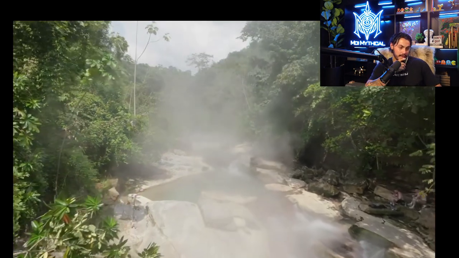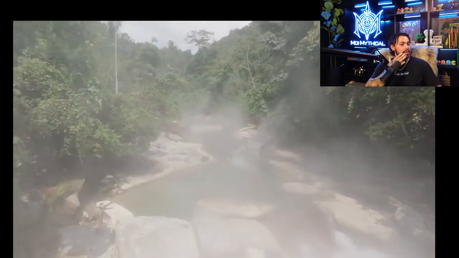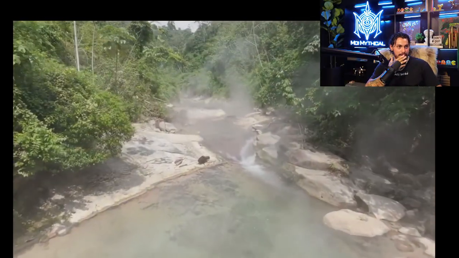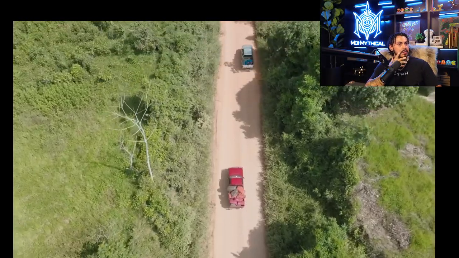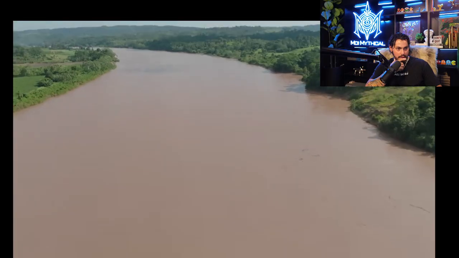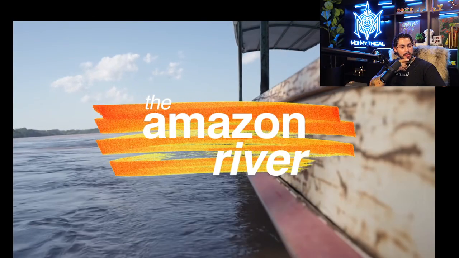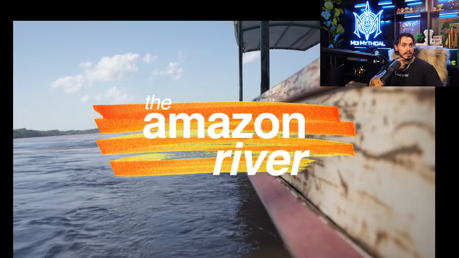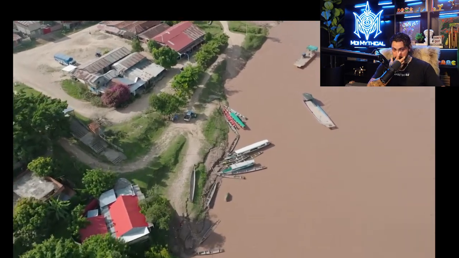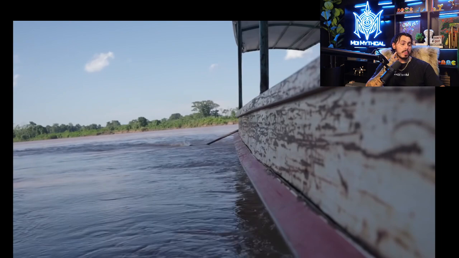Finally, an explanation to this mysterious boiling river that even scientists can't fully understand yet. As we got closer to the boiling river, we realized something. We had to take a boat ride up one of the world's most dangerous rivers, the Amazon River. Flooded with all kinds of creatures. The Amazon River. It's coming. Including crocodiles, jaguars, anacondas, electric eels, and piranhas.